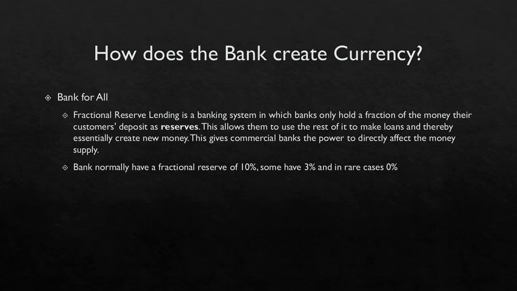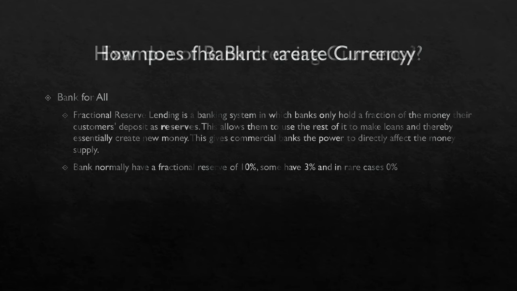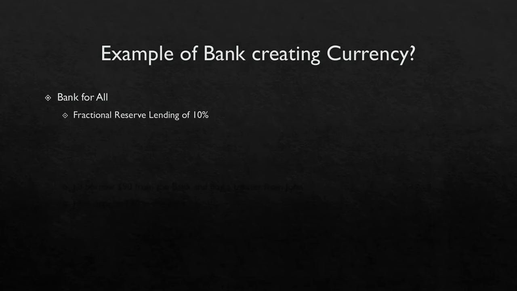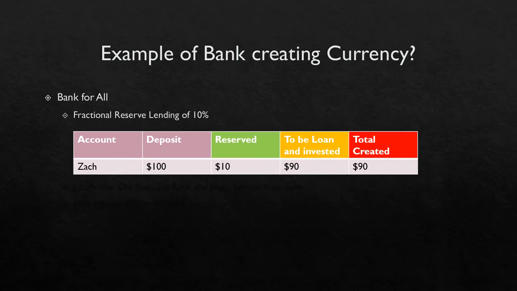So let's explore this a little bit further and get some clarity. Let's say we have the same bank, Bank for All, and they're responsible, so they're going to have a fractional reserve lending of 10%. So let's say that I go to the bank and I make a deposit of 100 bucks. If you follow this table with me real quick, I deposit 100 bucks. The bank, without telling me, is only going to keep $10 of my 100 bucks because we have a reserve lending of 10%. So that's all they're going to reserve. That's all that's going to stay in the vault.